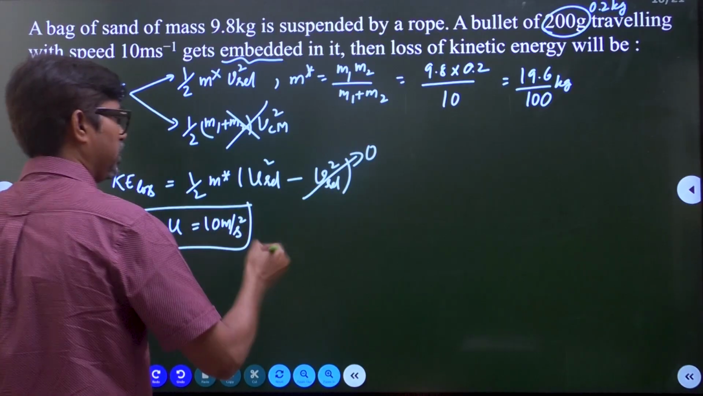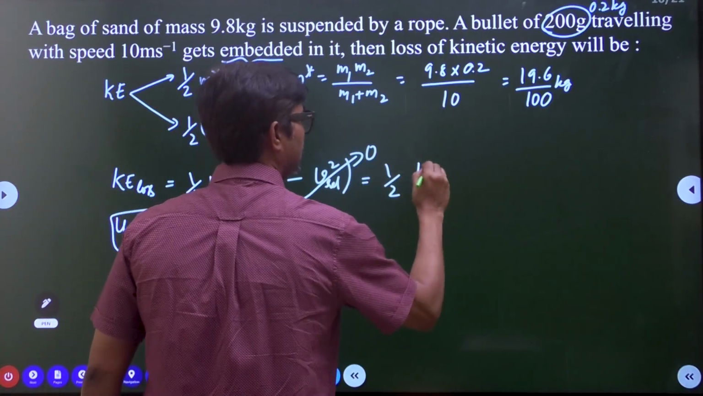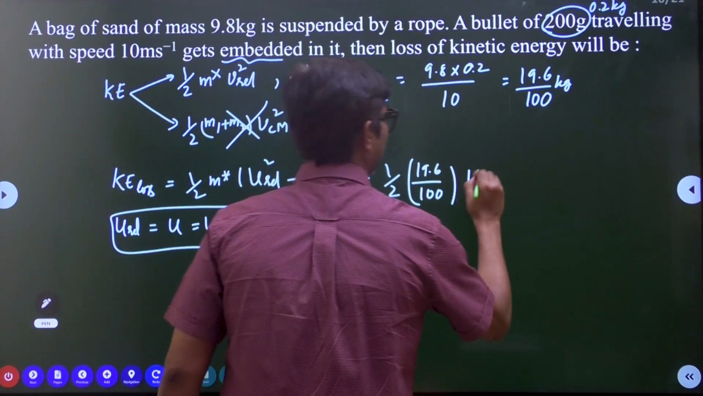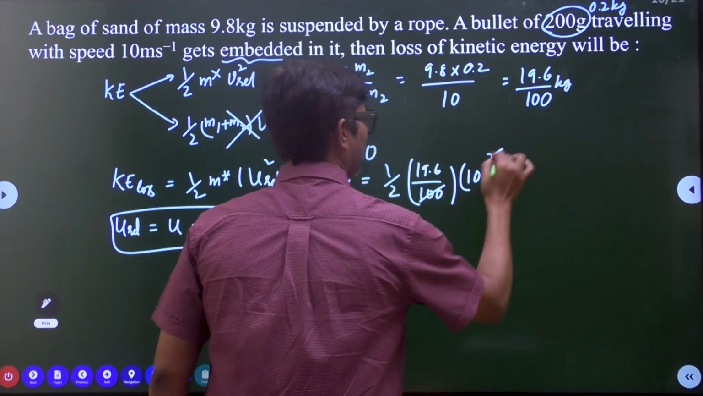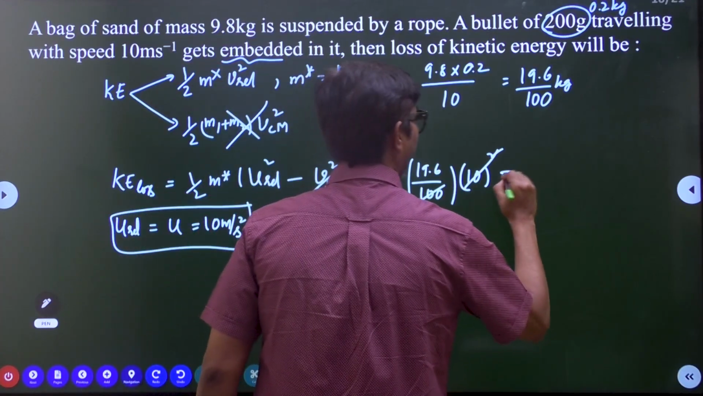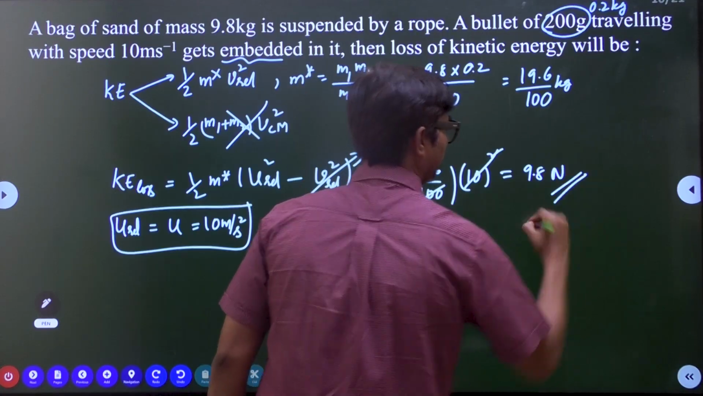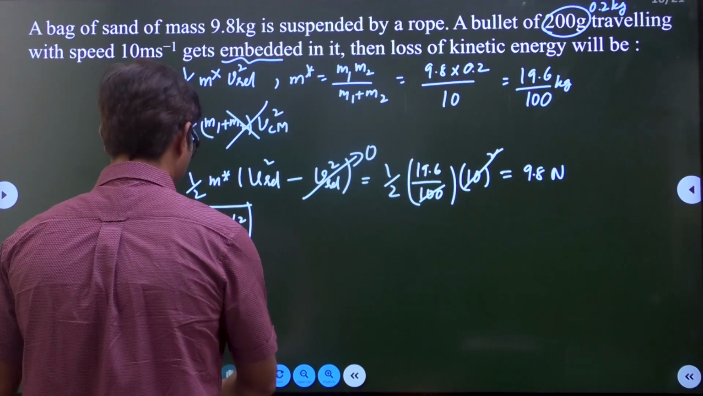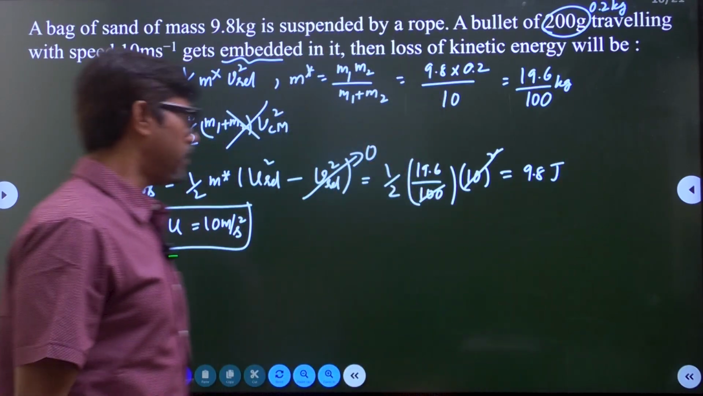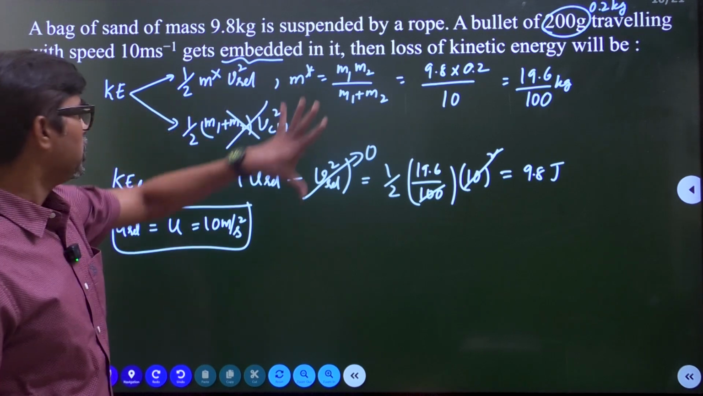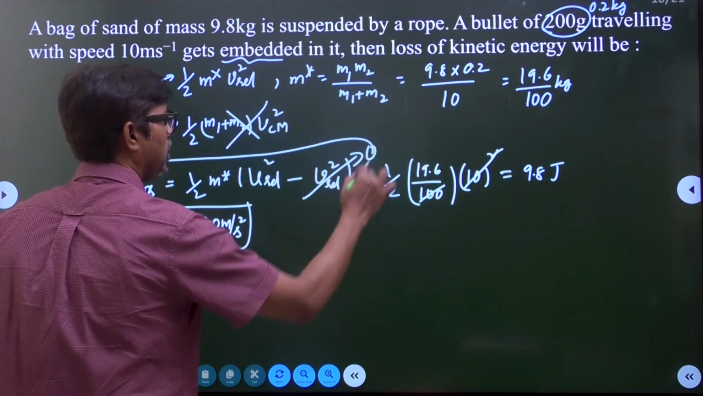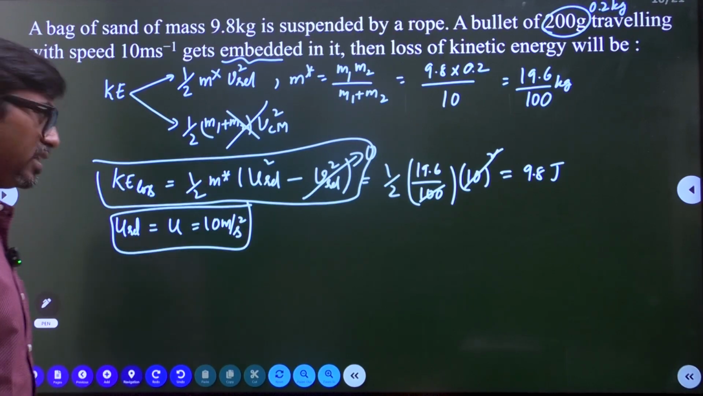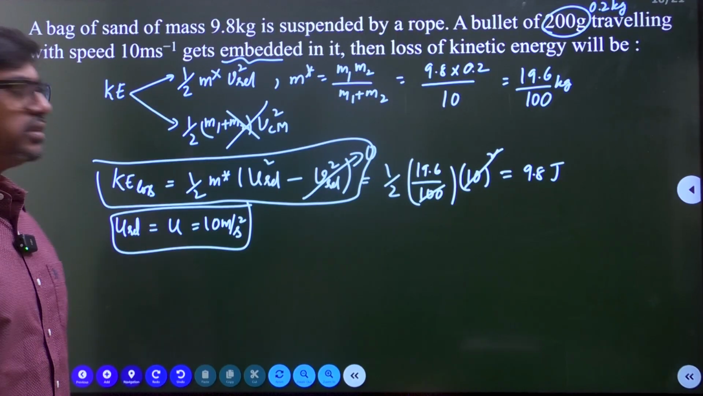Now if I substitute everything here, half of m star is 19.6 by 100 kg into u, which is 10, 10 squared. So 10 squared and 100 will cancel out. 19.6 by 2 will become 9.8. That is going to be 9.8 joule, because it's energy we are looking at. So 9.8 joule is the loss of energy. That's the point here. You need to remember this particular relation: loss in kinetic energy equals half of m star into u relative square minus v relative square. This is the loss in internal kinetic energy, not the kinetic energy associated with center of mass.